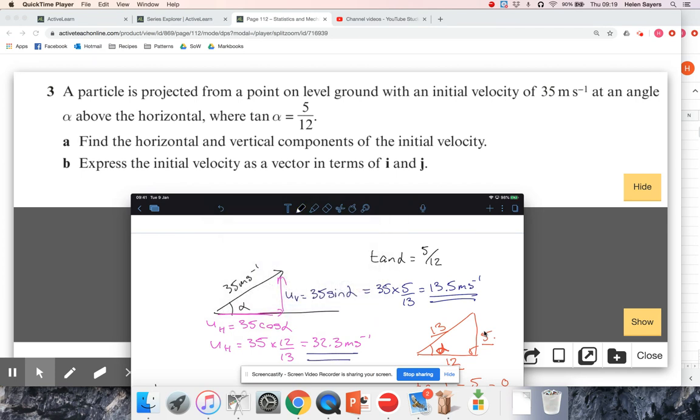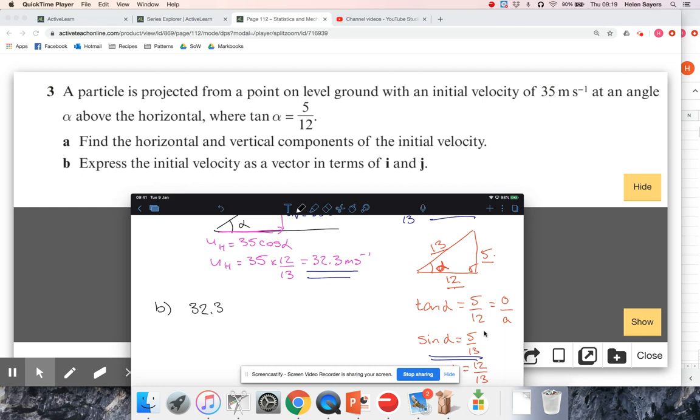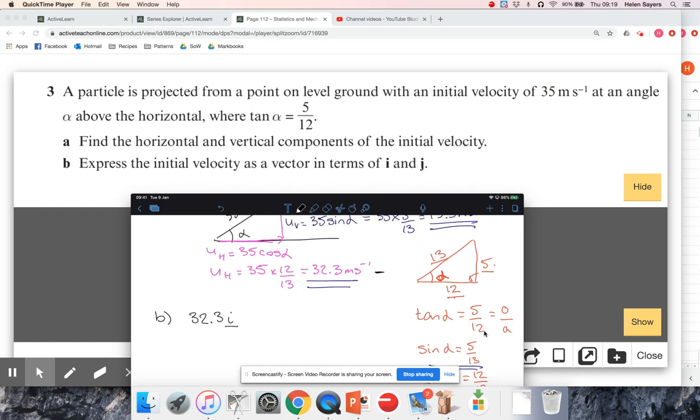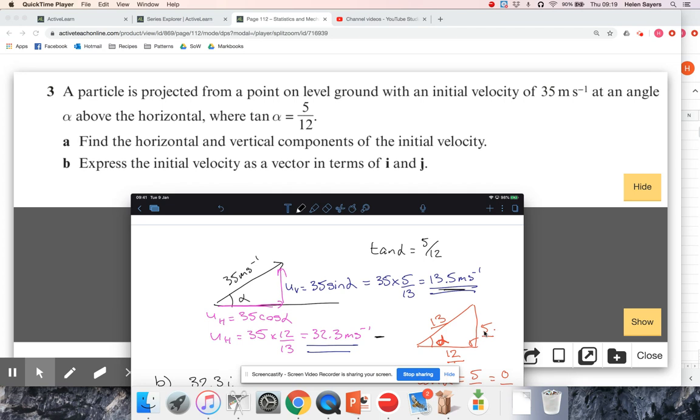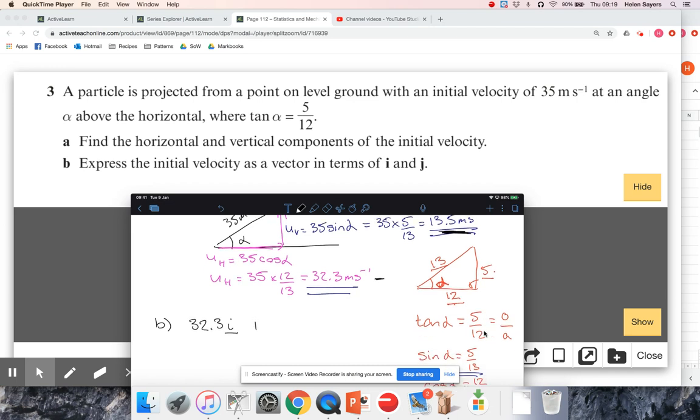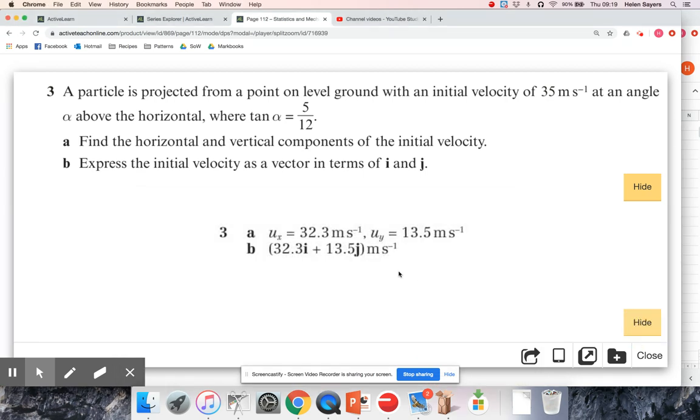So going on to answer part B, I'm writing that as an i and j vector. The initial velocity, so the horizontal is my i component, it's going to be 32.3 i, and that's moving to the right, so it is positive. And the 13.5 is my vertical velocity, so that's my j component, and that's up. So again, that's positive. And let's put the units in as well. Okay, so let's just double check that. So 32.3 and 13.5. Yeah, we're good.